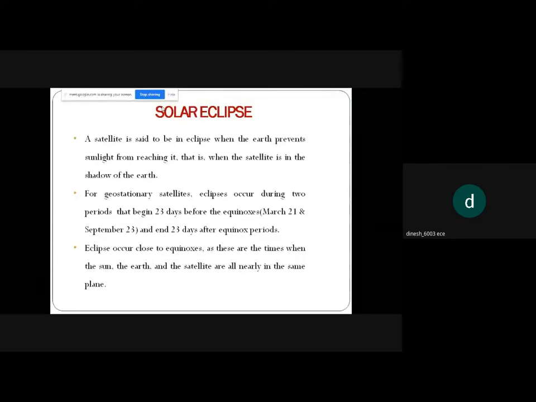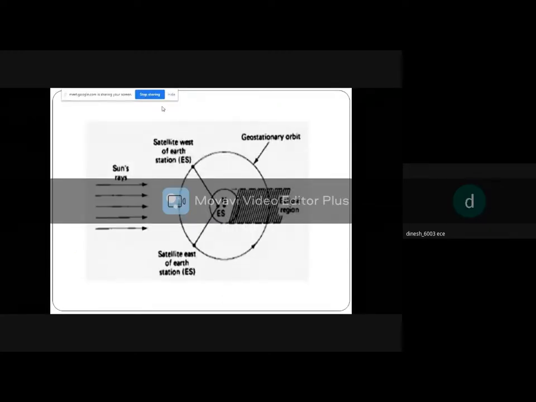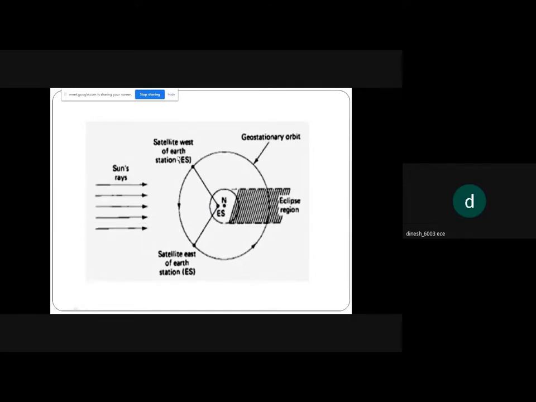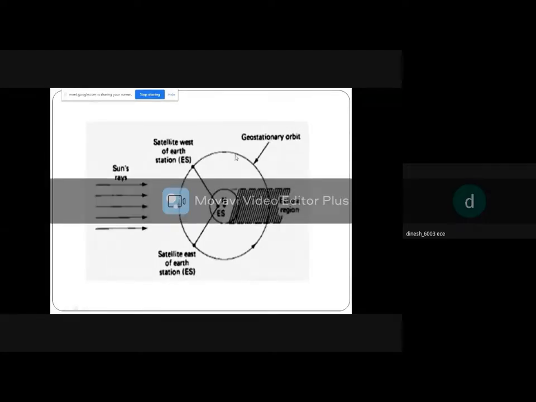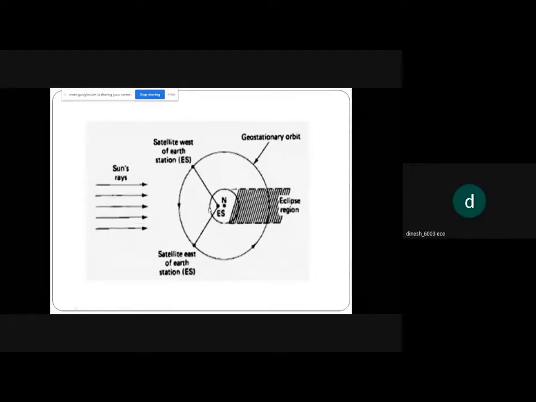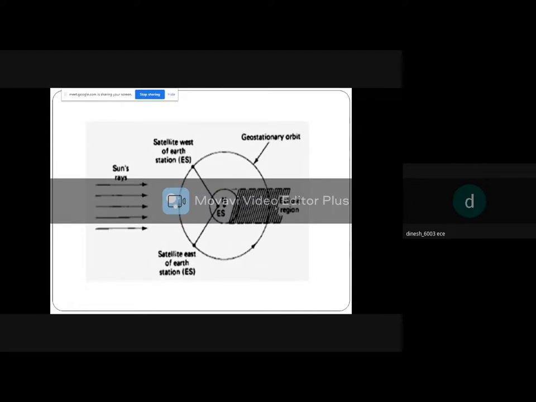Okay, so a sun will be there. I'll show in this diagram, so you can see the region. Sun rays, from the left side, sun rays will be coming, and if it falls on the earth, satellite west of earth station, satellite east of earth station, and this earth will completely cover the satellite. In geostationary orbit, the satellites are revolving in the orbit. So when all these sun's rays are being absorbed only by the earth, making the satellite insufficient of power, then eclipse takes place. So this region is called the eclipse region.